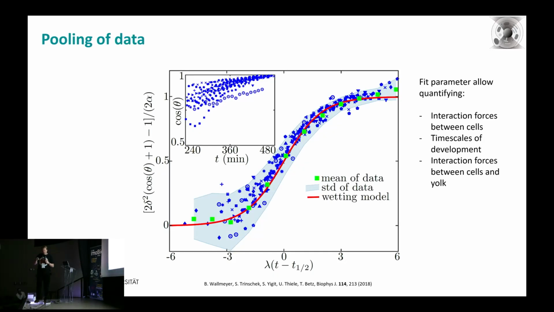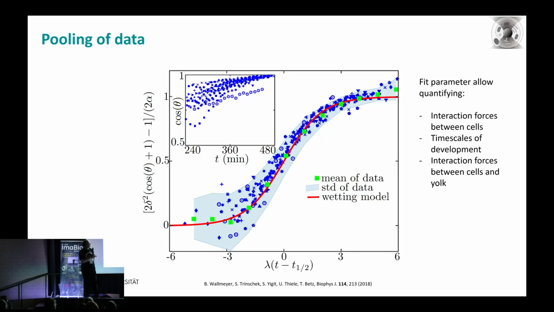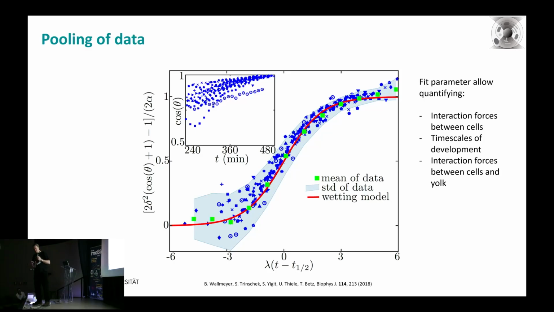So what do we learn here? What we learn is that you can describe even such complicated situations like zebrafish development by a very simple wetting process. And you can go deeper inside. You can quantify the parameters that are hidden in here, for example these interaction forces or time scales, also interaction forces between cells and yolk. So you can really get an idea. You can see that every zebrafish is a bit different. But at the end of the day, we always find a fish. And that's quite fascinating because it says something about the relation between these cells.